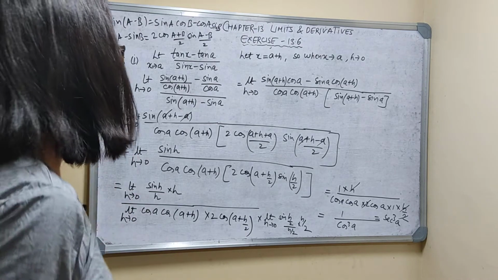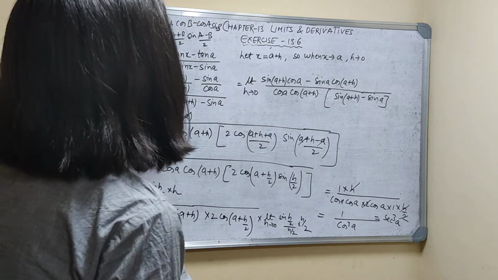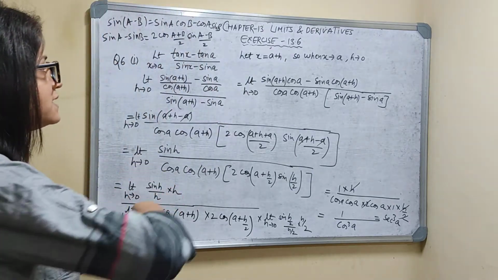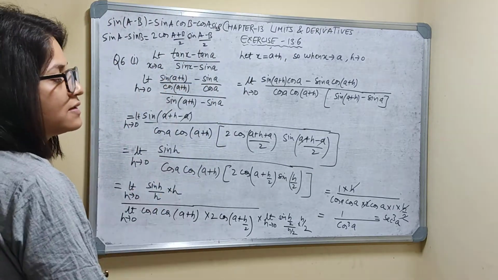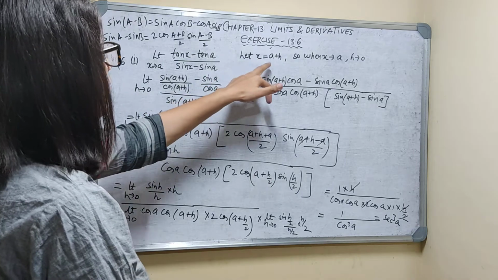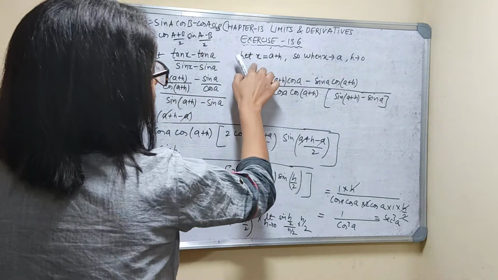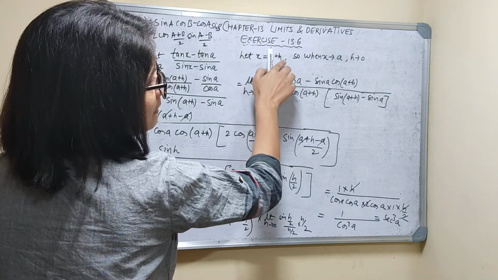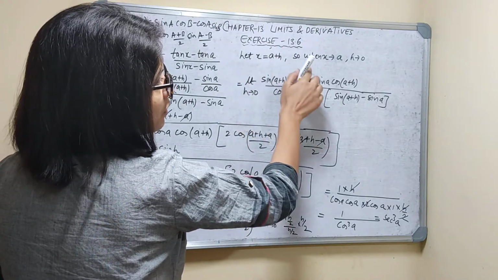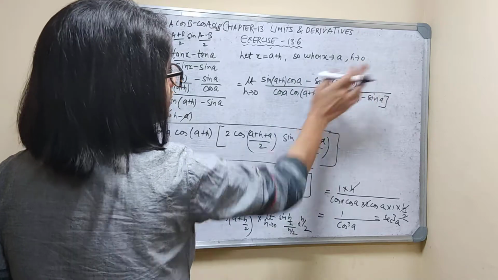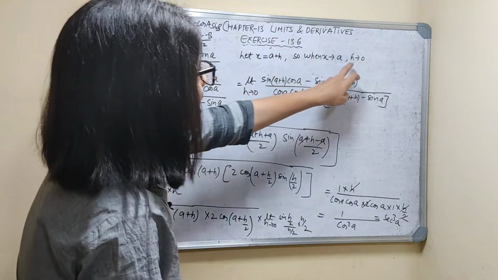Question number 6, first part. It's given: limit x tends to a of (tan x minus tan a) upon (sin x minus sin a). So let x is equal to a plus h. When x tends to a, x minus a is equal to h, so h tends to 0.